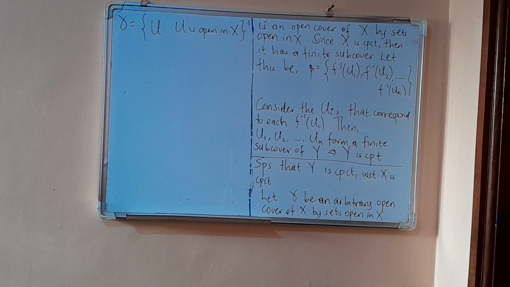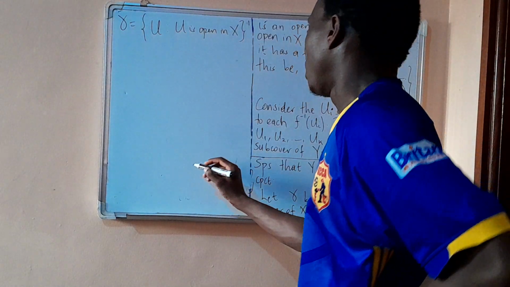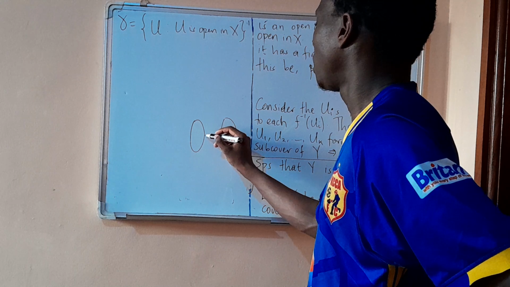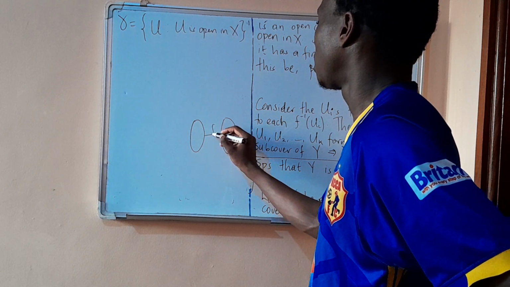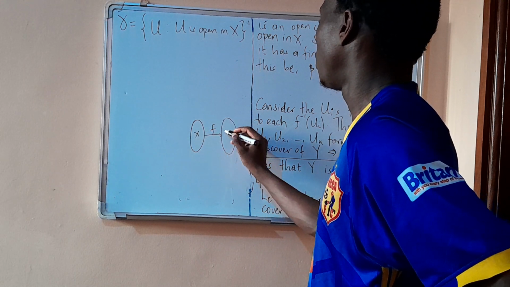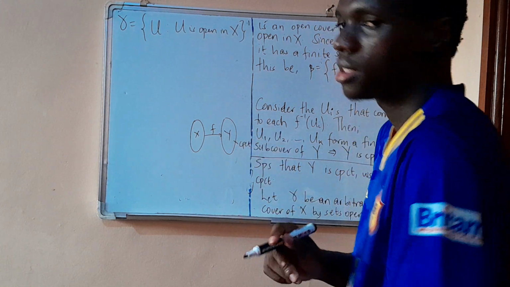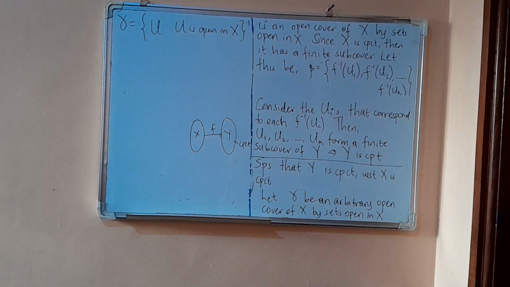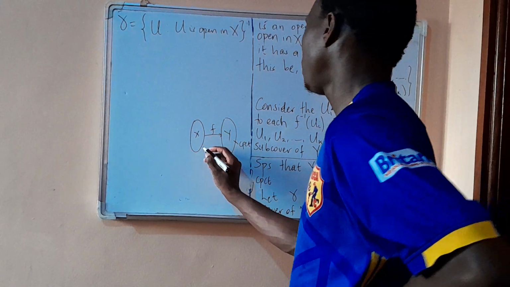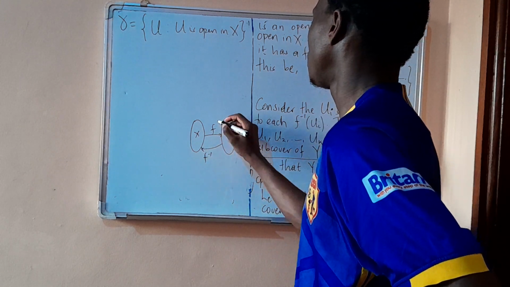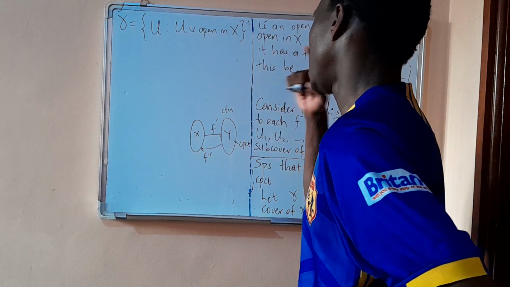What do we observe under this scenario? We have a map F taking X to Y. Now this Y is compact. Also, the inverse mapping is continuous.